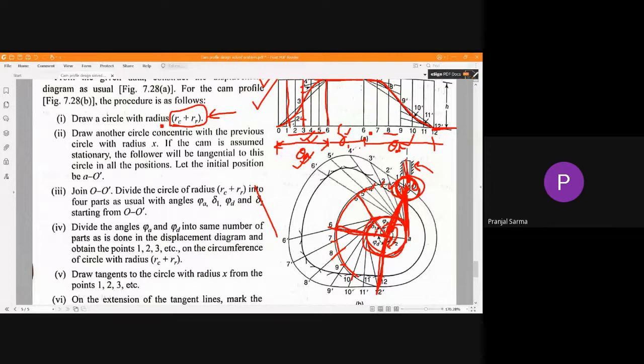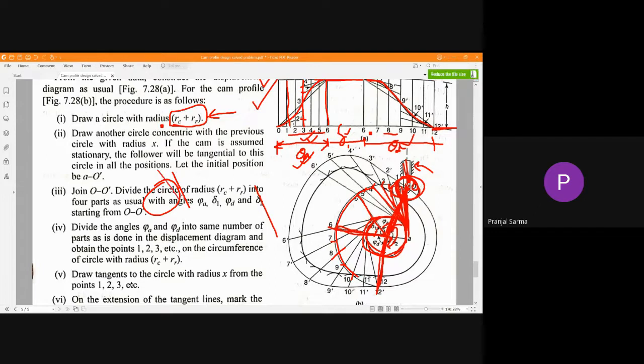This 1, 2, 3, 4, 5, 6. We are going to draw the tangents to this particular smaller circle, this offset circle, from those points 1, 2, 3, 4, like that. Tangent means what? A tangent touches the curve at how many points? We are drawing a tangent to that particular curve. This curve is a circle, so it doesn't intersect, but it touches at a single point, right? So if it's a circle, at a single point it touches, this is the tangent.